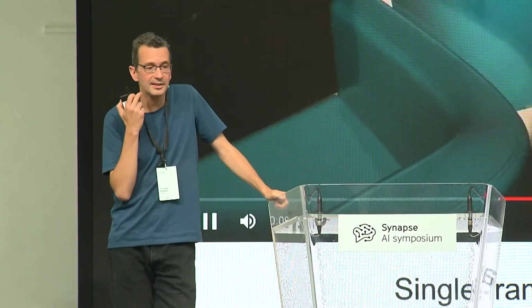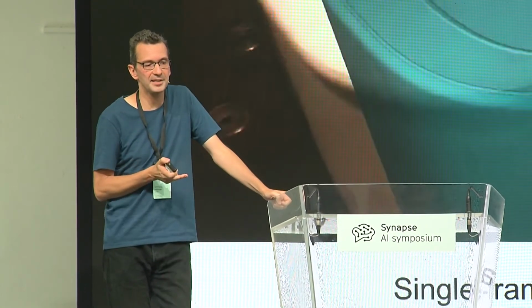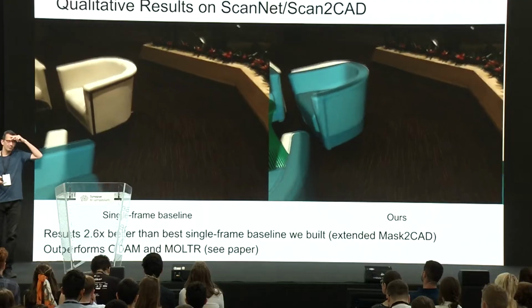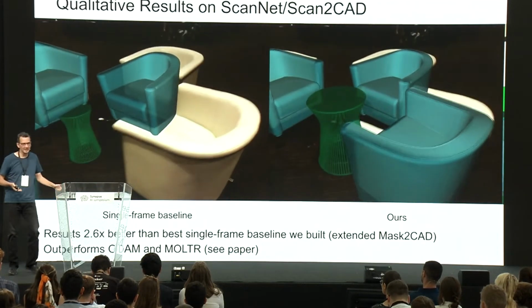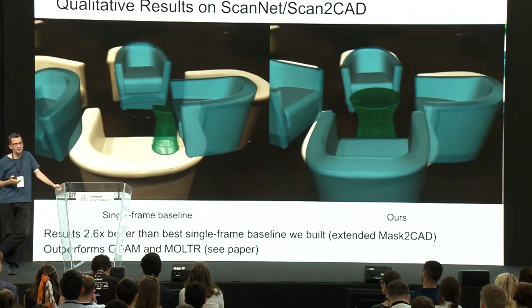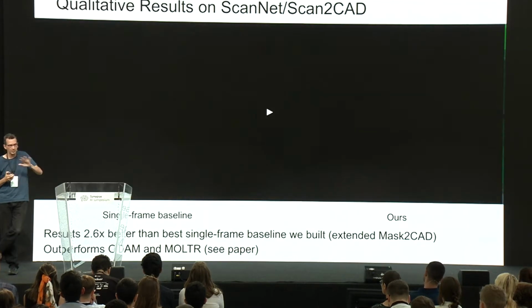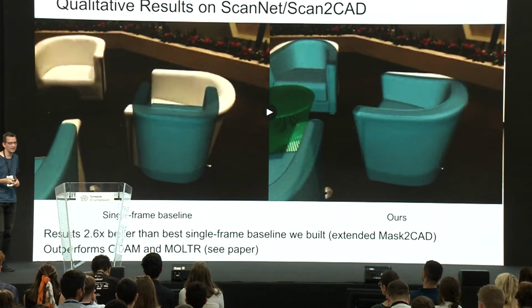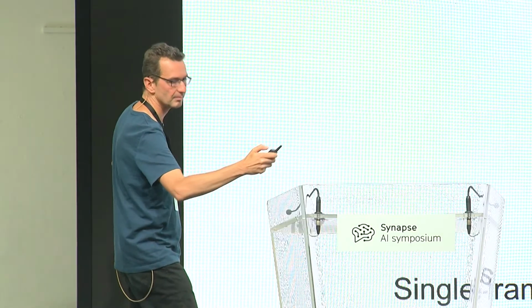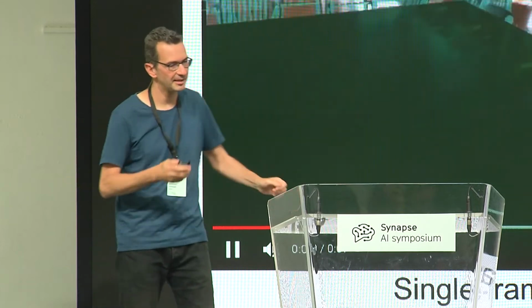So here are some qualitative results on this dataset, ScanNet, Scan2CAD. On the left, you can see the best we could do with a single frame baseline. So we took Mask2CAD, and we put it on steroids. We gave it this scale depth prediction from a frame, and we also take care of non-maximal suppression by removing duplicates that happen between different frames. Yeah, just by asking nicely.